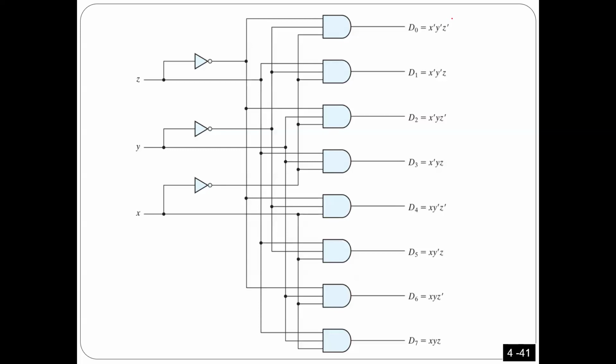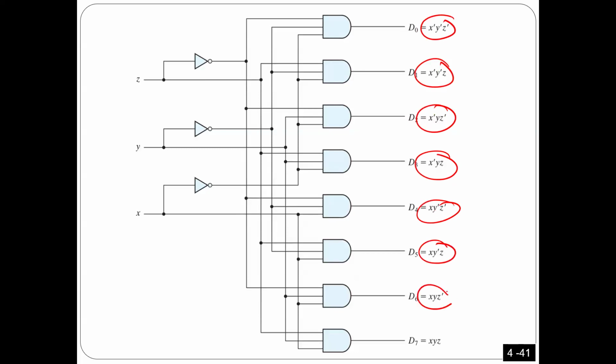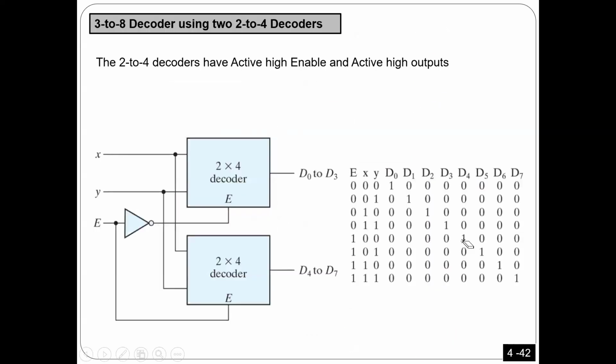Again, nothing is new. You can see these are the min terms. If you go back to the last part of chapter 2, these are the min terms, right? After that, I explained some tricks. One of the tricks: if you have 2 decoders, each one 2 to 4, how can you use them to make 1 decoder that is 3 to 8? Look at the trick.